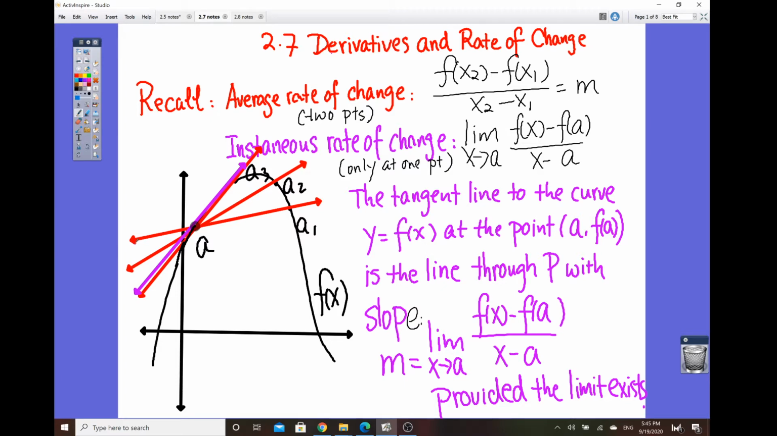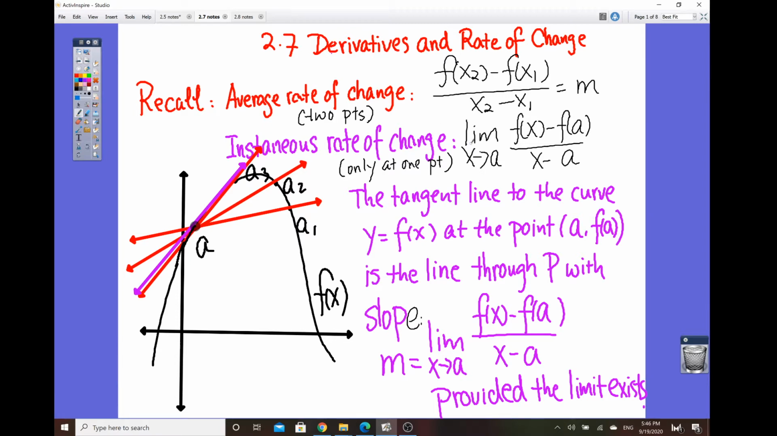As you can see on the graph right here, once we find the slope at A, we started with the average rate of change from A to A1, A to A2, A to A3. This is getting closer and closer to the purple line right here, the instantaneous rate of change. One thing we notice: if the average rate of change is the same as the instantaneous rate of change, then those two lines must be parallel to each other. Two parallel lines must have exactly the same slope.